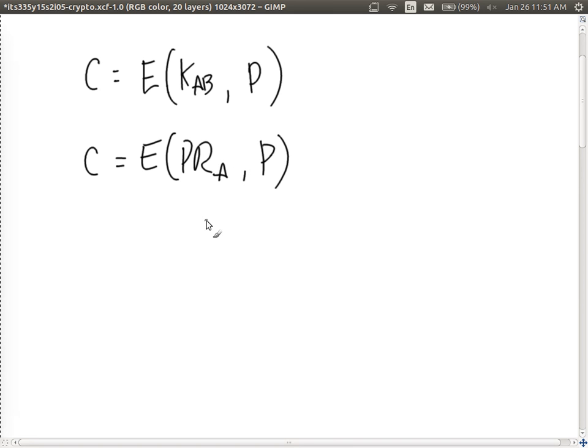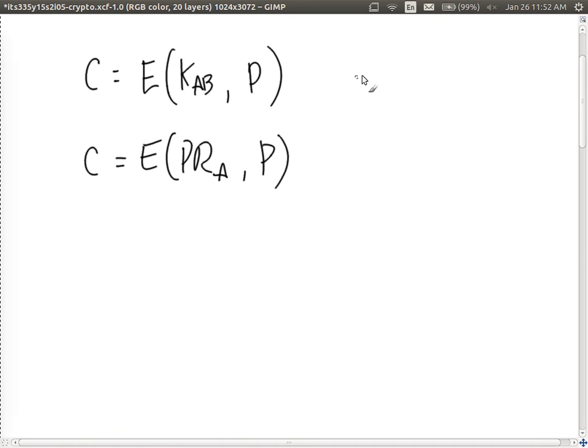If this ciphertext successfully decrypts, who created it? If it successfully decrypts with the public key of A, then it means it must have been created by A, because there's only one person in the world that knows the private key of A, user A. So that's the concept we use for a digital signature. But in practice, rather than encrypting the entire plain text to sign it, we use the hash algorithm. So this is the concept.